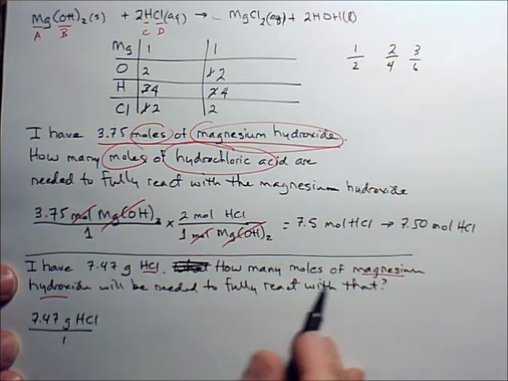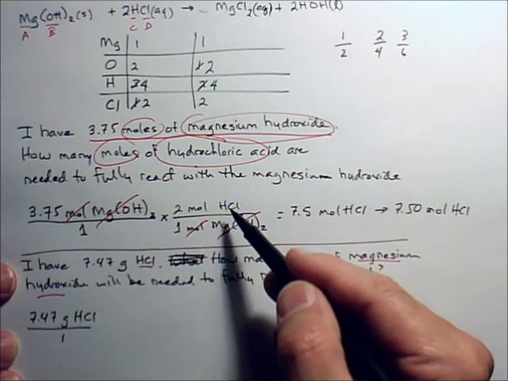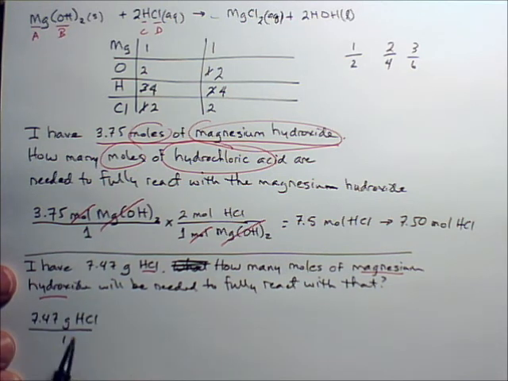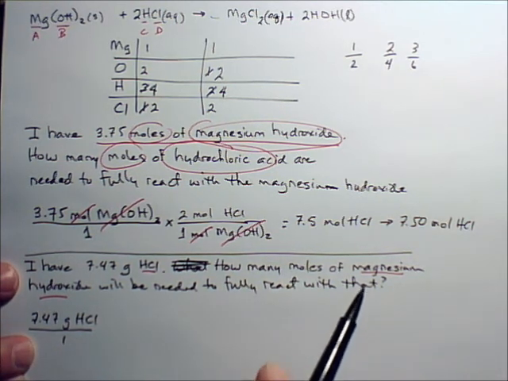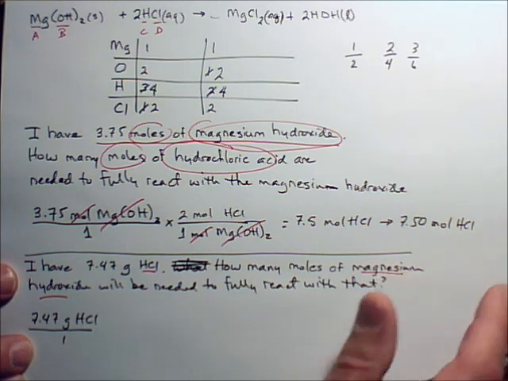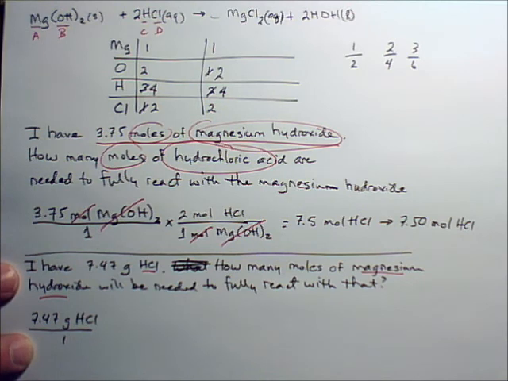I can't get to moles of magnesium hydroxide without a molar ratio. And the molar ratio doesn't work if I don't first know the moles of hydrochloric acid. Okay? So, using what we did earlier, how do I get from the mass to the moles? You need the conversion. What do we call that conversion? We need an equality statement, and the value we need is called the molar mass.